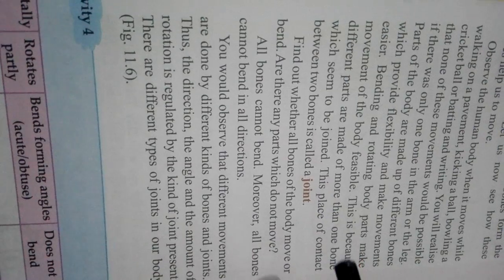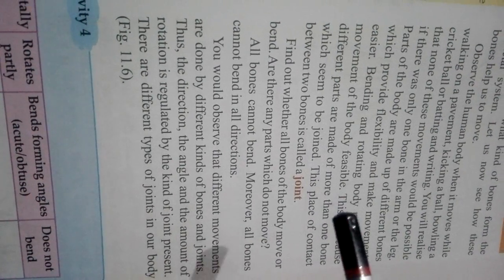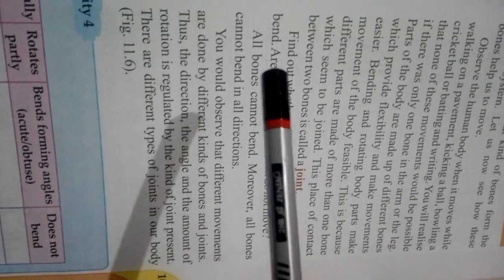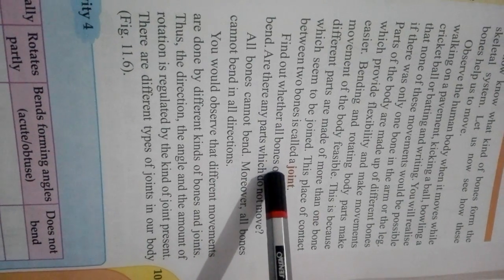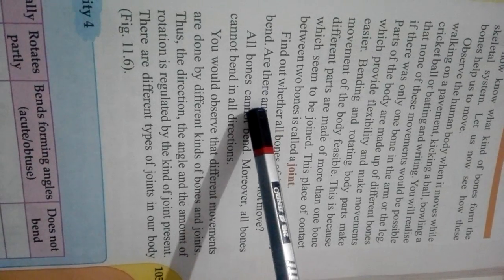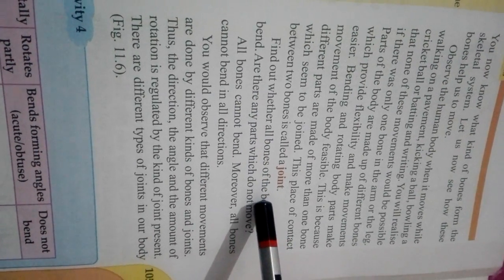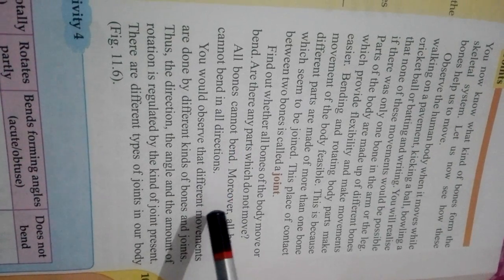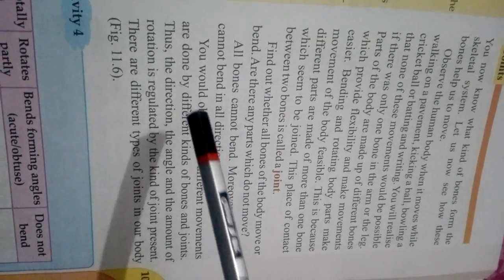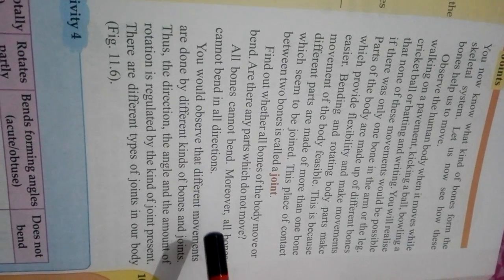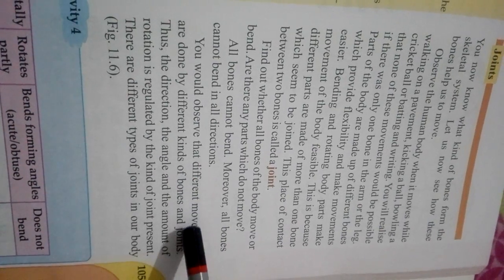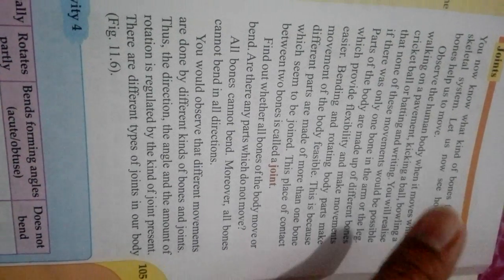Find out whether all bones of the body move or bend. Are there any parts which do not move? All bones cannot move. Moreover, all bones cannot bend in all directions. You would observe that different movements are done by different kinds of bones and joints. Thus, the direction, the angle, and the amount of rotation is regulated by the kind of joint present. There are different types of joints in our body.